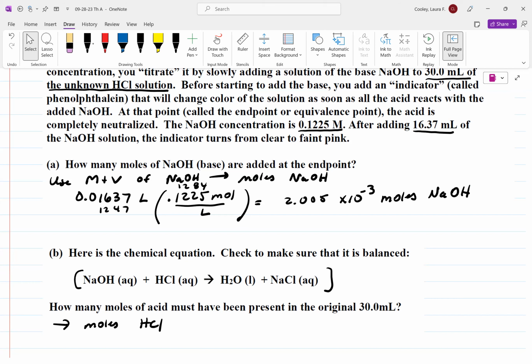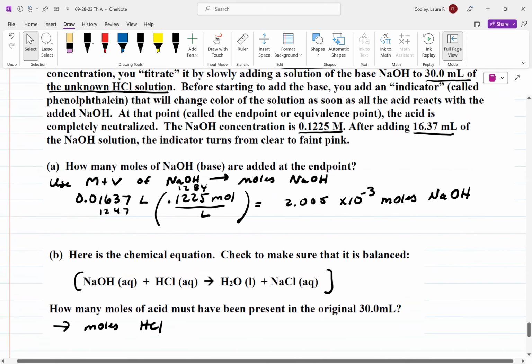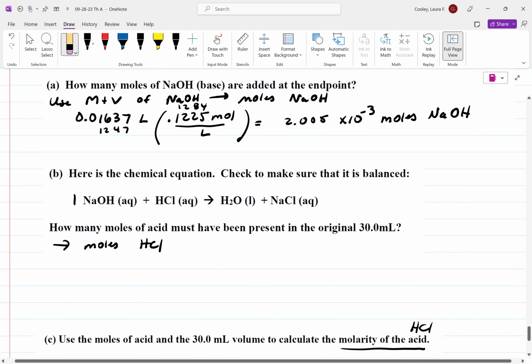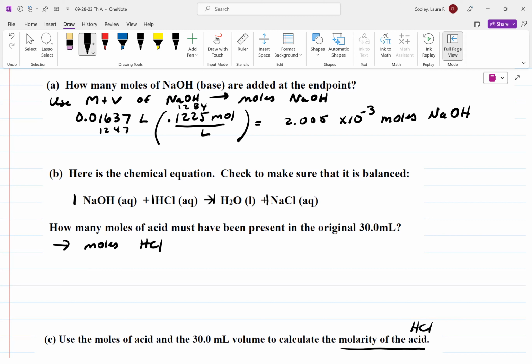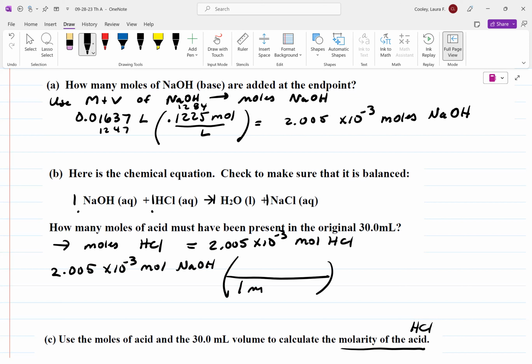How do you get the moles of HCl though? Is that going to be hard here? This is the balanced chemical equation, it's 1s everywhere. So what is the moles of HCl going to be here? Speak up. It's the same as the moles of NaOH, right, because you have a 1-to-1 mole ratio. So the moles of HCl is just 2.005 times 10 to the minus 3. You could do it this way: start with the moles of NaOH and put 1 mole of NaOH on the bottom, 1 mole of HCl on the top. But you're really just multiplying by 1, so it's the same.